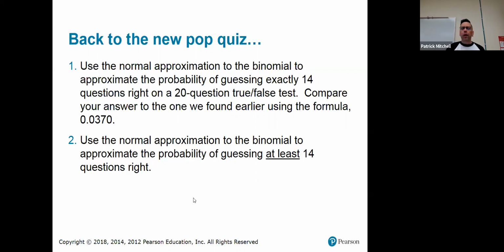And now we can answer the more interesting, more relevant question. What is the probability of guessing at least 14 questions right? We don't have to drive ourselves crazy by doing P of 14 plus P of 15 plus P of 16 all the way up to P of 20. We can use the normal approximation. I would like you to try both of those if you're watching at home. Pause the video and then we will come back and compare notes.